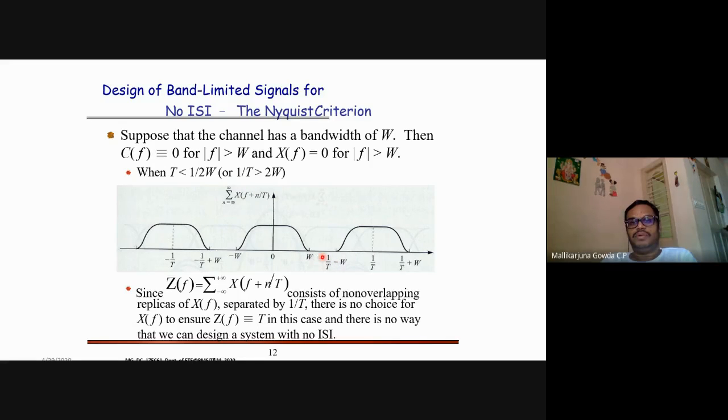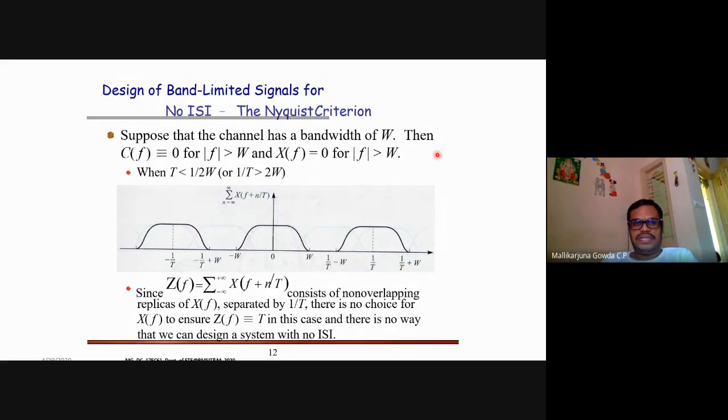Since there will be no overlap, that ensures the value of this Z(f), which is the sum of X(f + m/T), should be equal to T. To ensure that, in this case there is no way that we can design the system with no intersymbol interference.